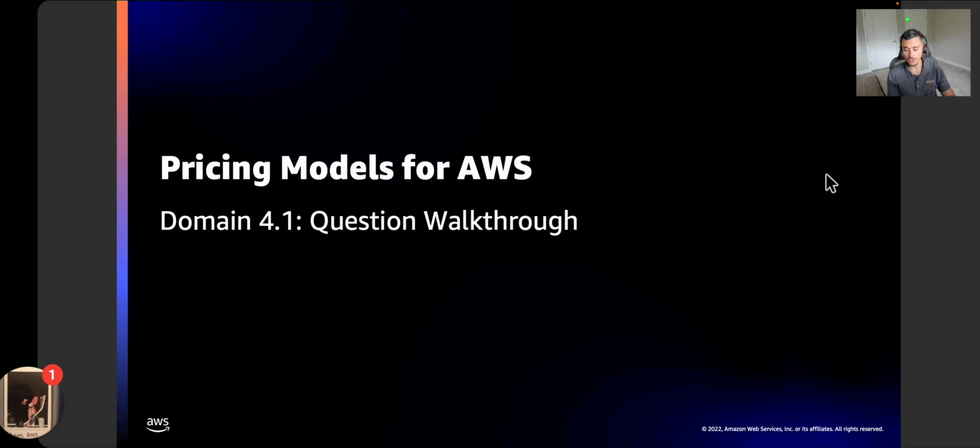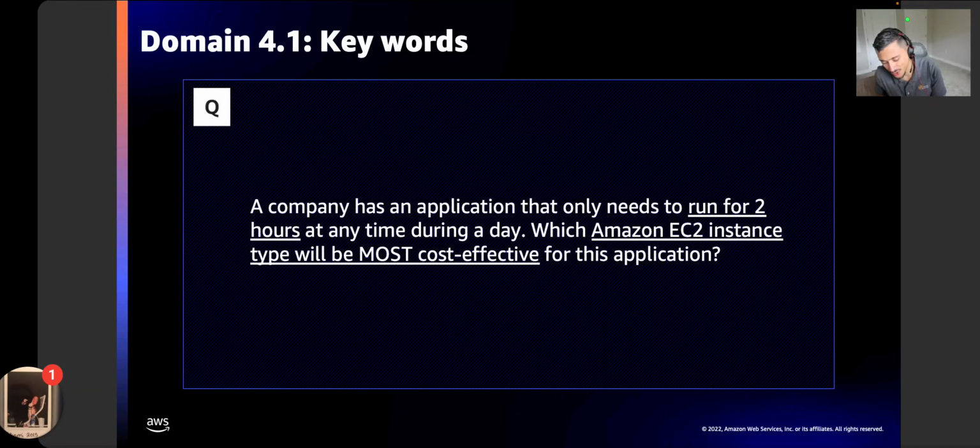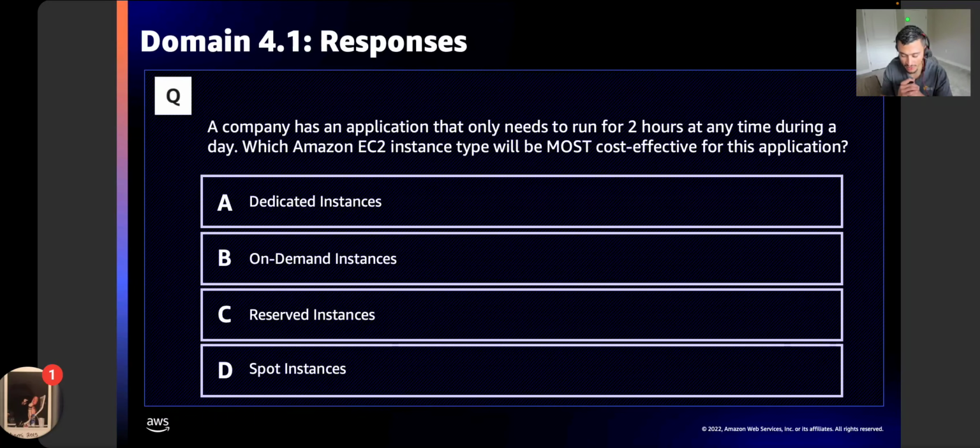So with that said, let's go through a question walkthrough. It states that a company has an application that only needs to run for 2 hours at any time during a day, right? Only 2 hours at any time during a day. Which EC2 instance type will be most cost effective for this application? So again, 2 hours during the day, which EC2 instance type will be most cost effective, right? And then these are our response options. Sorry there, I forgot to switch to the slide.